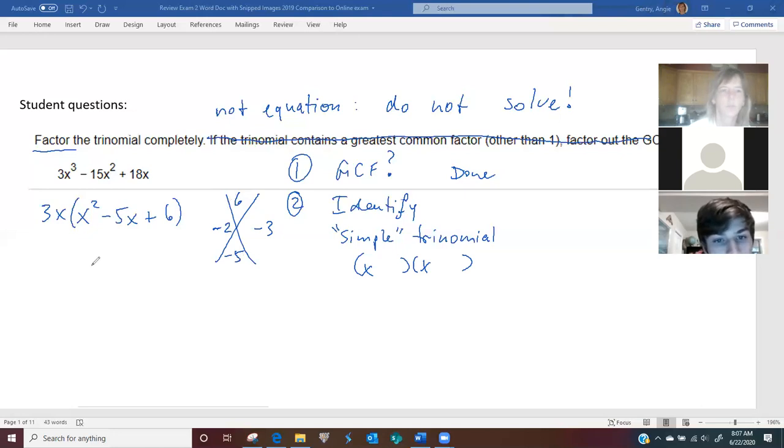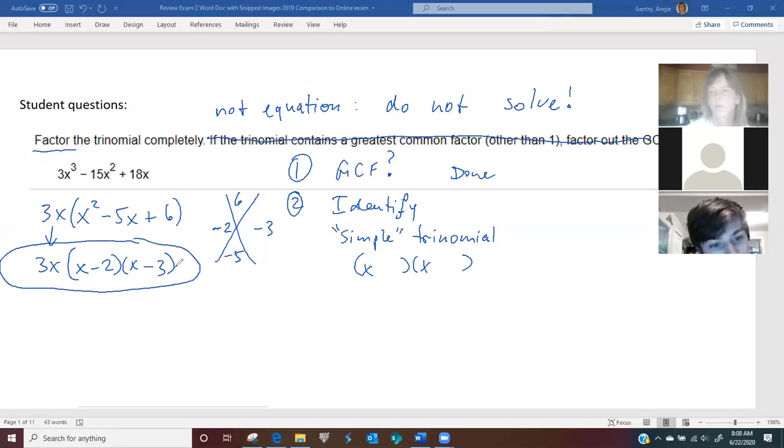And since it's a simple trinomial, you simply put that in there. So you have your x. Don't forget this guy. This is the original GCF. And then you put those values in. And order doesn't matter because multiplication, and this is your final answer. Now it's completely factored.